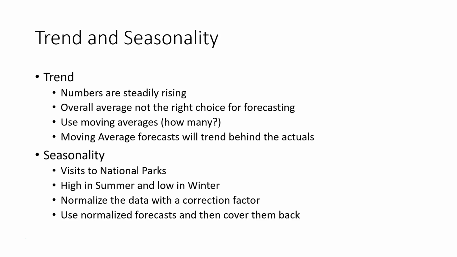For seasonality, a good example is visits to national parks. Visits to national parks are going to be high in the summer and low in the winter. So how do we project? We project based on season. There are mathematical processes to do this that we're not going to talk about today, but you normalize the data with a correction factor. There's a correction factor that will bring the summer numbers down and bring the winter numbers up so that they're about the same, and then you can make your forecasts, and then you unnormalize them and project them back to be summer high and winter low.